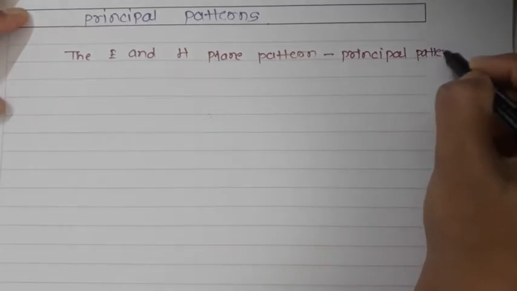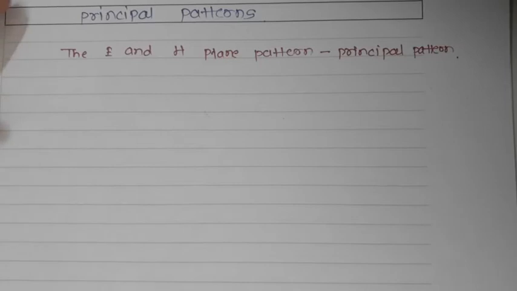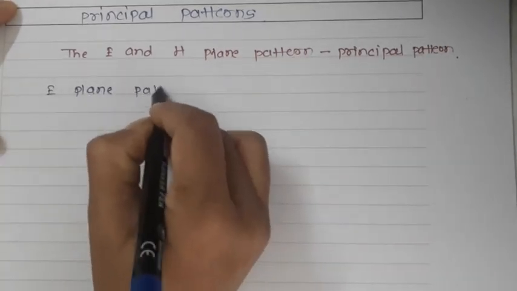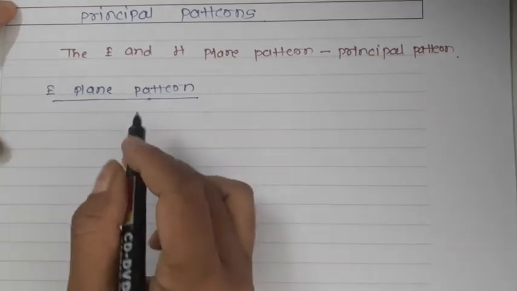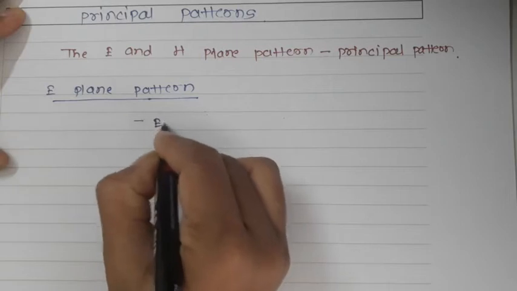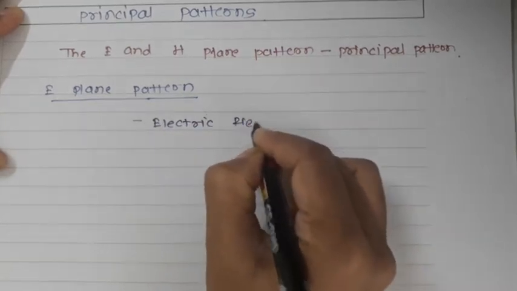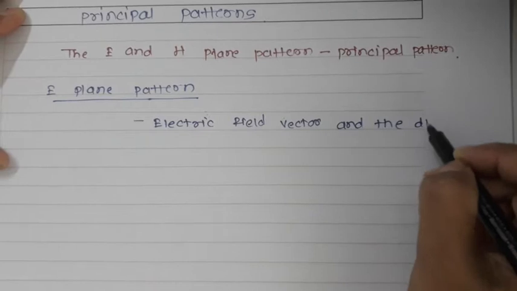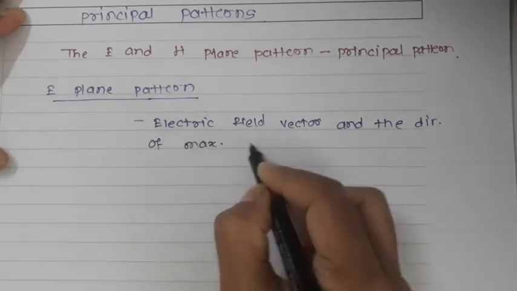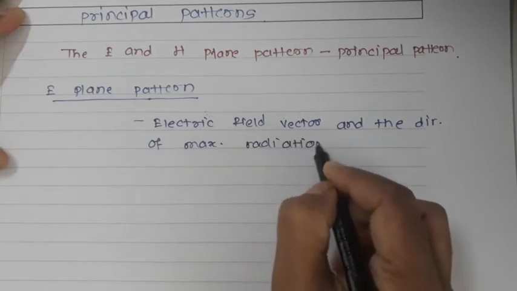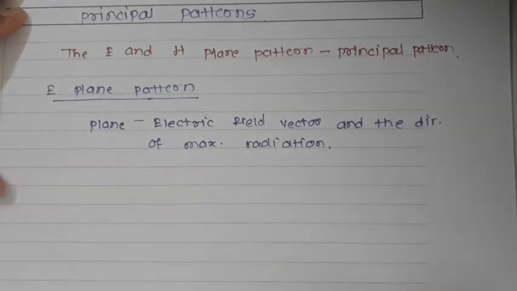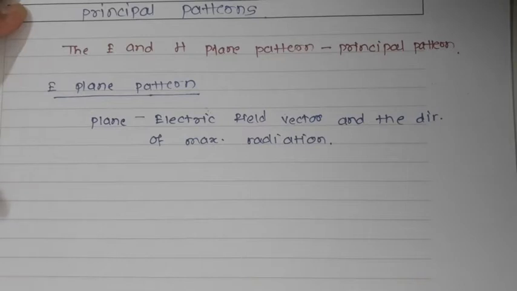Now let us see what we mean by the E plane pattern and the H plane pattern. The E plane pattern is the plane containing the electric field vector and the direction of maximum radiation. Now let us talk about the H plane pattern.